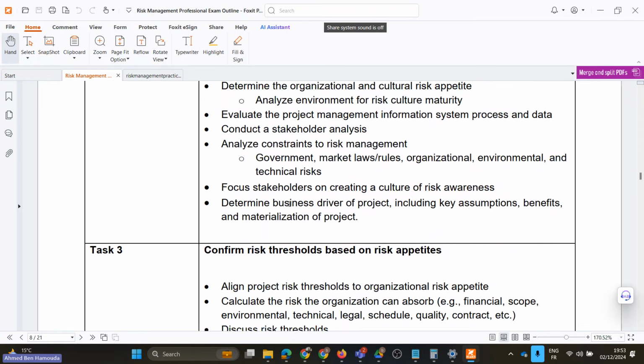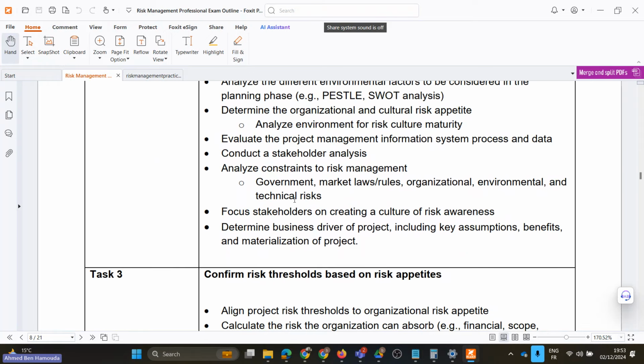Now also in this task 2, we need to analyze any potential constraints which might impact our risk management plan in the project, such as governmental laws or regulations, any laws or rules related to the marketplace, any organizational changes which might be a constraint, anything coming from the environment of the company, any technical risks, organizational risks, commercial risks, etc. We will see this in the next session with the risk breakdown structure.